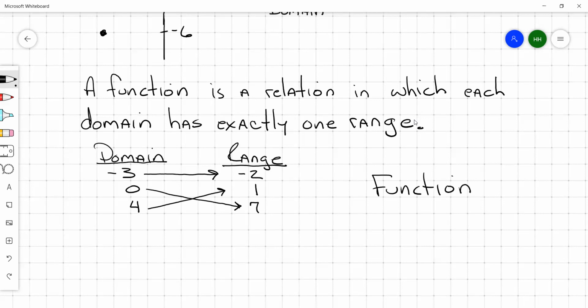As long as they're pointing to one value, where each domain has exactly one range. Each domain has exactly one range. Each x has exactly one y. Here's the way that I can remember whether a relation is a function or not.